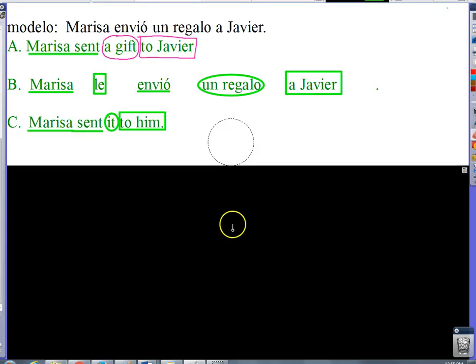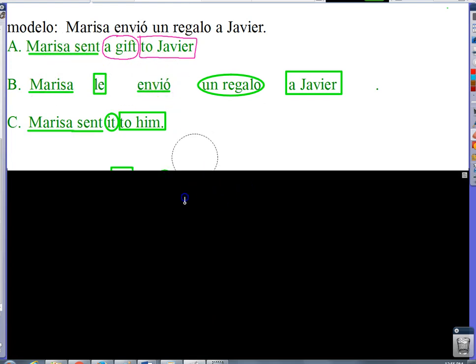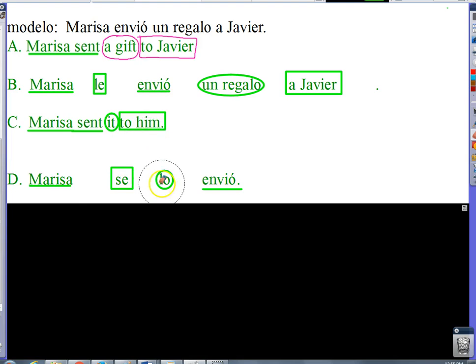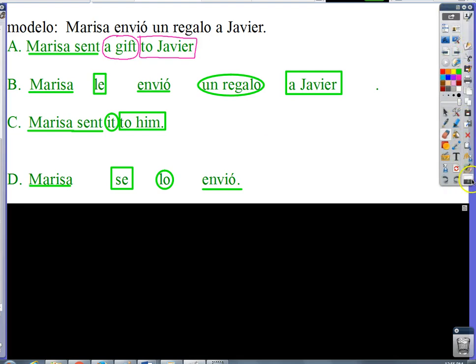Here we go. I would still have Marissa envió, but I need to put se lo in front. That's how I came up with these answers following the steps for A through D for the modelo. But to reward you for actually watching this video and caring about your education, I'm also going to go over number 1 with you. So here we go.